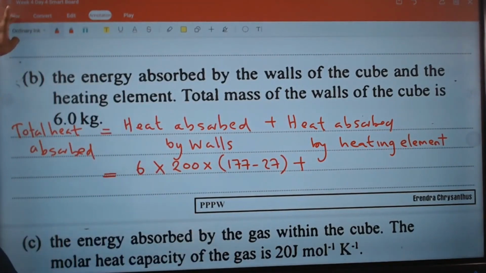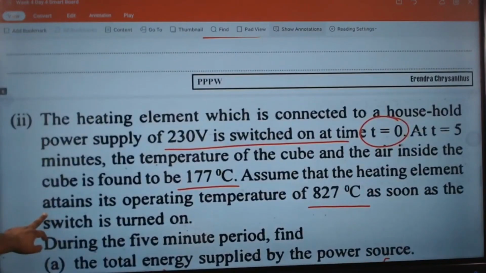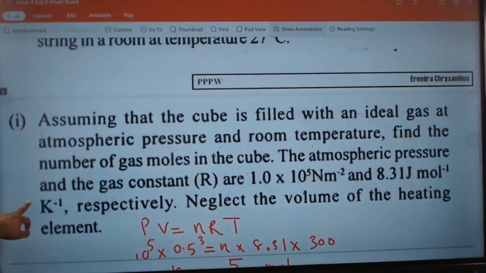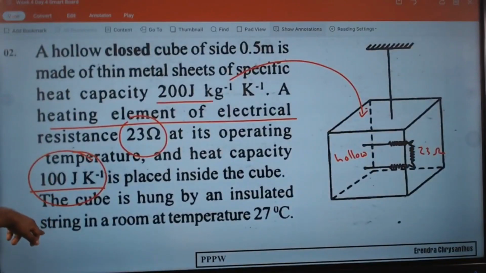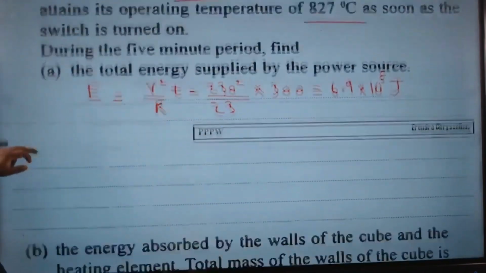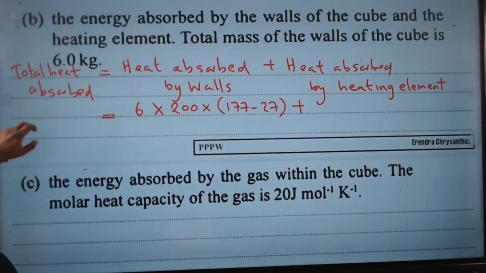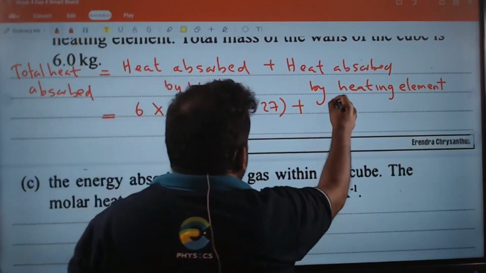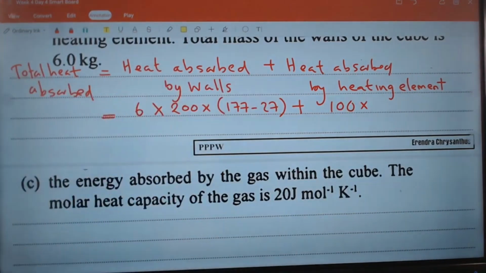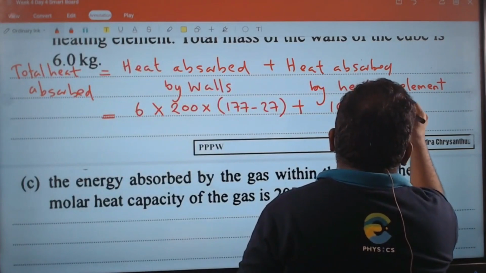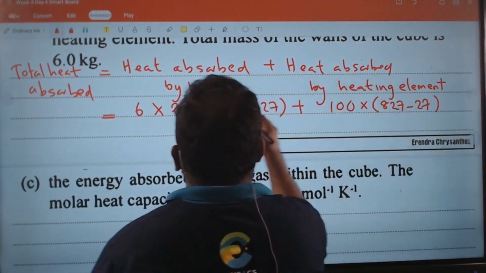Heat absorbed by the heating coil. Heating coil heat capacity is given as 100 joules per Kelvin. C delta theta, the coil is at 827 Celsius, so the change in temperature is 827 minus 27.